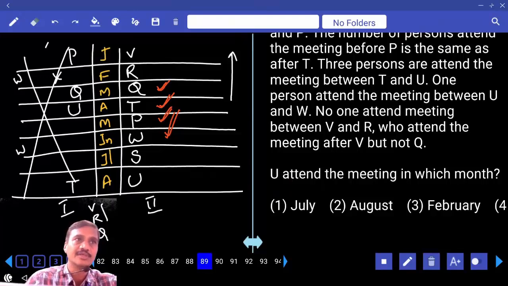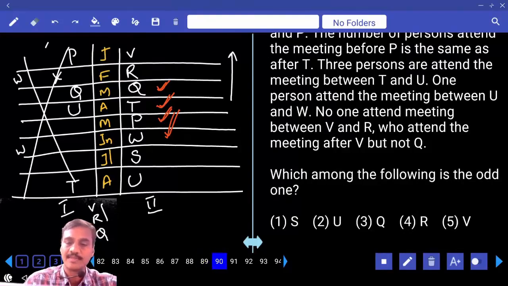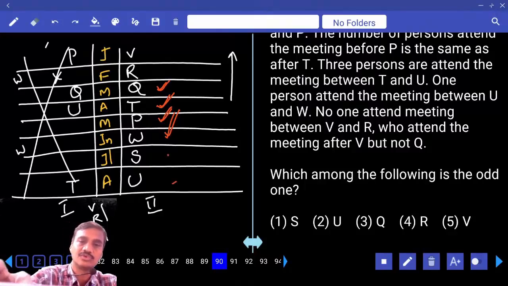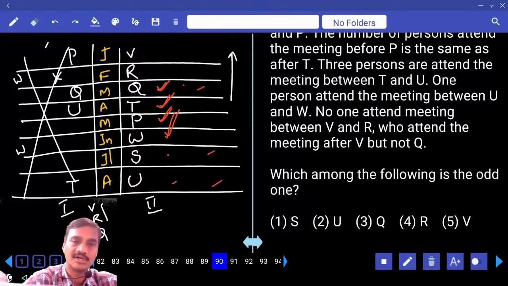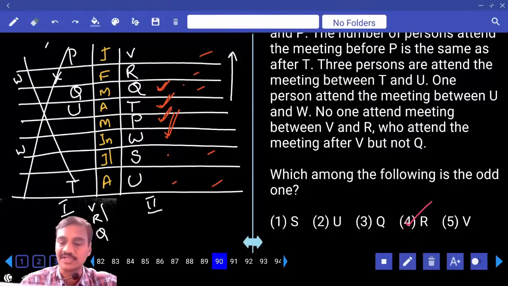And 89. U attends the meeting in which month? Tell me, U attends the meeting in the month of August, that is choice 2, 89. 90. Which among the following is the odd one? S, U, Q, R, V. S, U, Q, R and V. They attend in July, August, March, February, Jan. Hence R is the answer, choice 4. Except R, the remaining persons attend in months having 31 days.